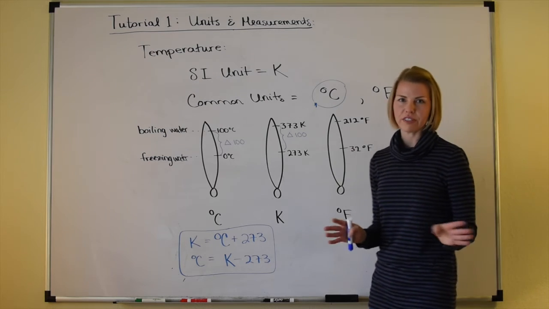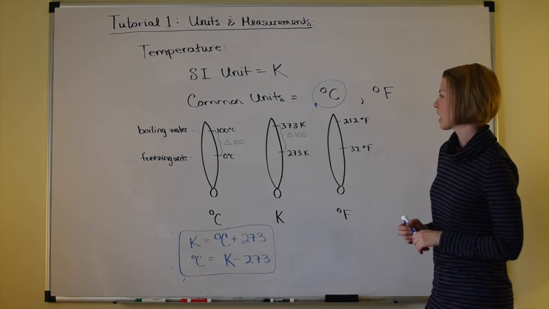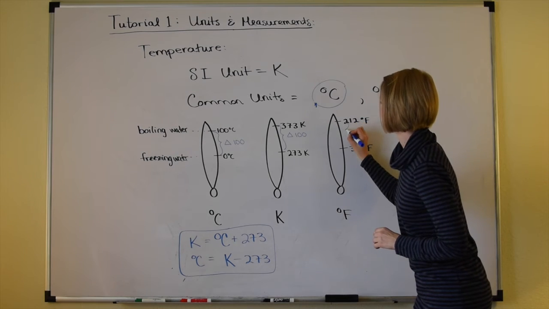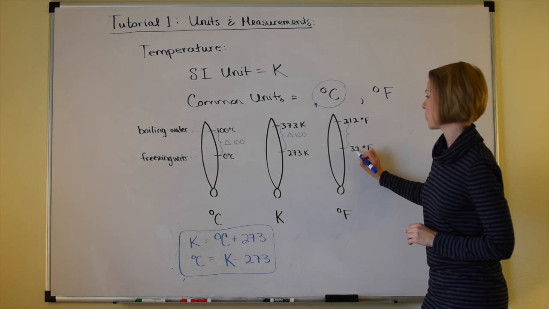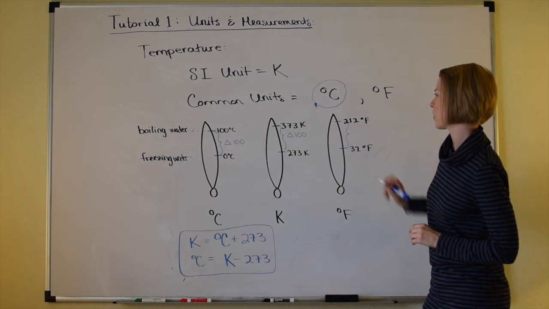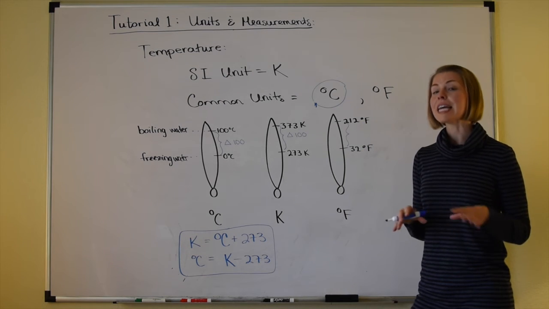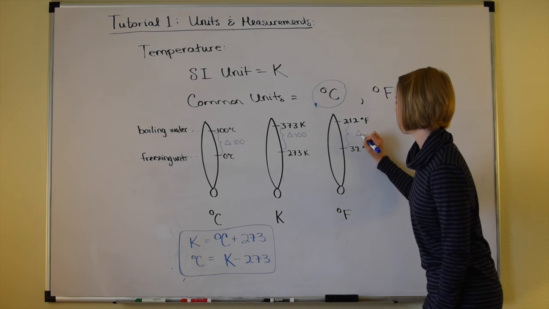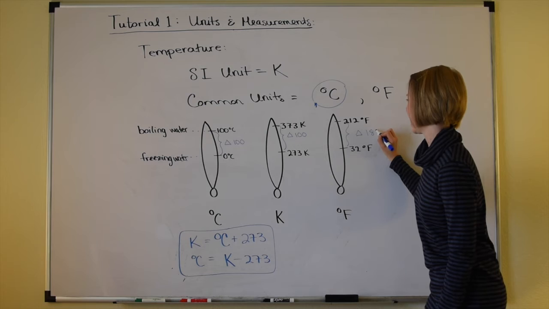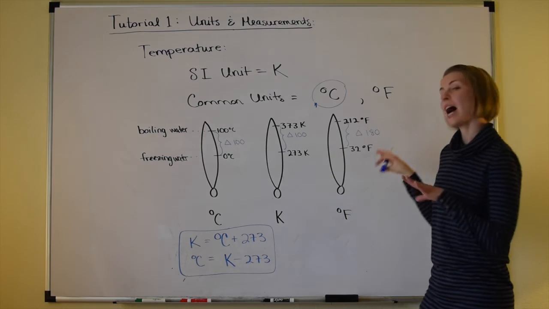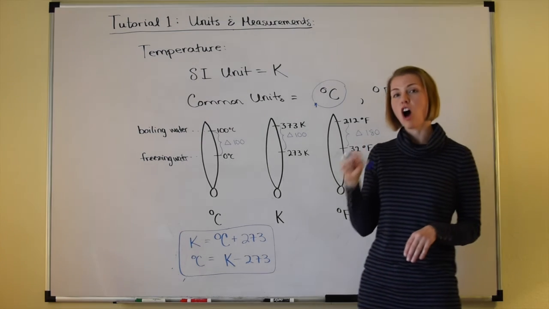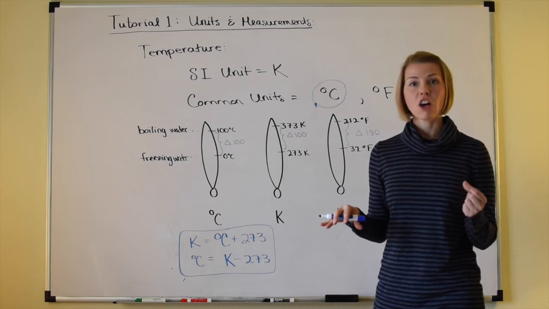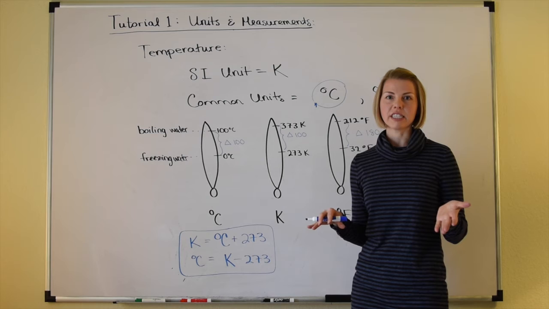Okay, so just really quickly, let's look at the Fahrenheit scale. We won't go into too great of detail here, but the first thing I do want to point out is that the change between the freezing point and the boiling point of water on the Fahrenheit scale is not a change of 100. It is a change of 180. Okay, so that means that one increment on the Fahrenheit scale is not equal in magnitude to one increment on either the Celsius or the Kelvin scale.